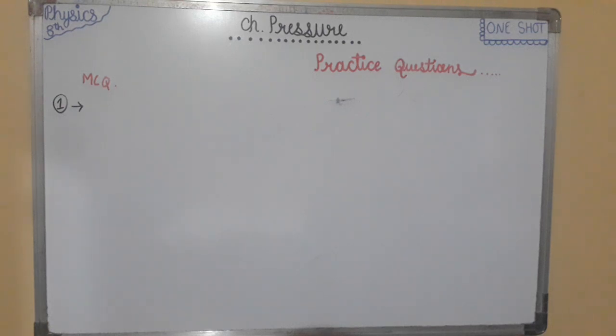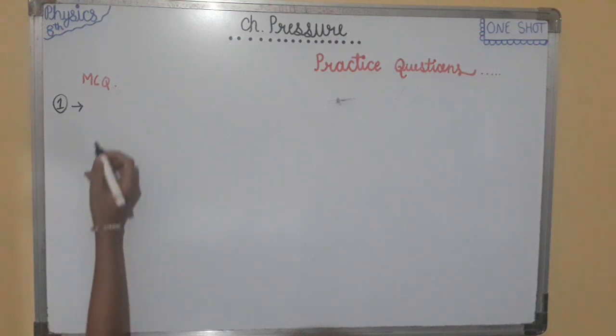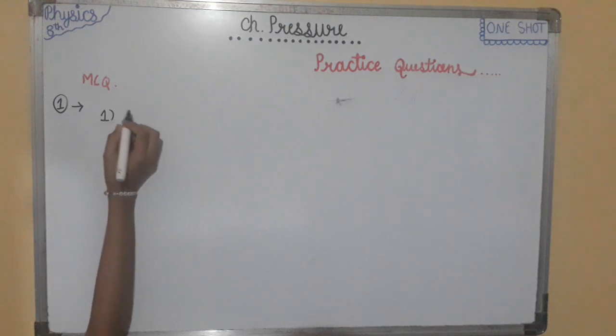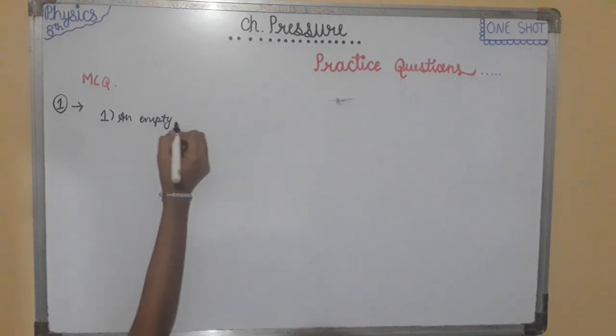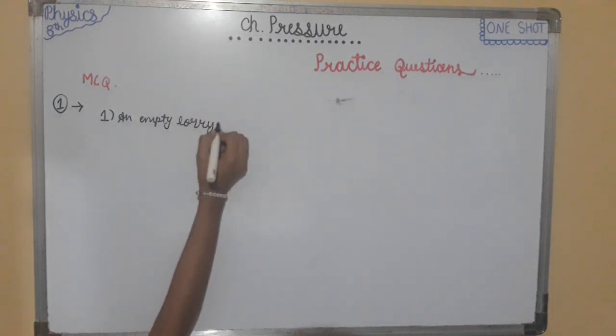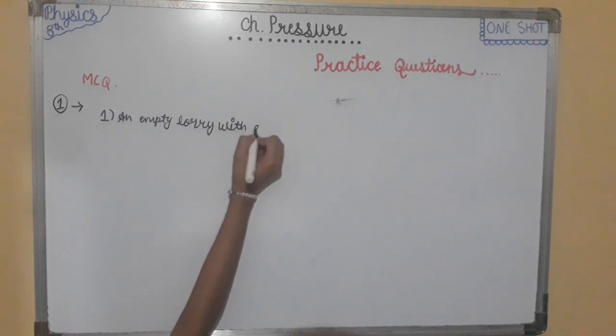I'll repeat the question and options. Question is, which would be the least likely to sink into soft ground? Option 1, an empty lorry with 6 wheels. Option 2, an empty lorry with 4 wheels. Option 3, a loaded lorry with 6 wheels. Option 4, a loaded lorry with 4 wheels. Answer of this question is option 1, an empty lorry with 6 wheels.